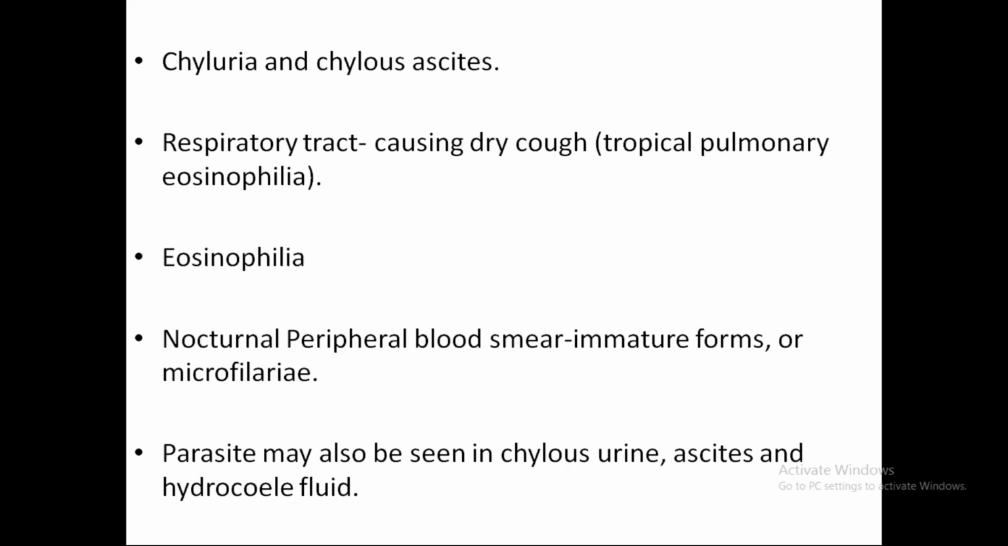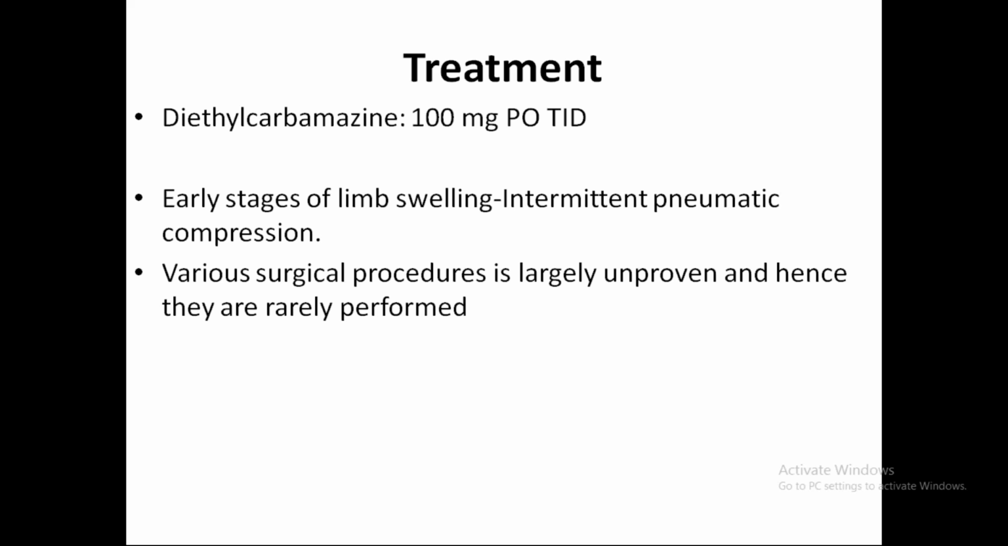Nocturnal peripheral blood smear is important because, as I have already told you, these microfilaria are nocturnal. So nocturnal peripheral blood smear can show immature forms of microfilaria. Parasite may also be seen in chylous urine, ascites, and hydrocele fluid. Treatment is DEC 100 milligrams TID for 21 days. In early stages of limb swelling, you can give intermittent pneumatic compression. Later, surgeries will be considered, but these surgical procedures are largely unproven and hence rarely performed.